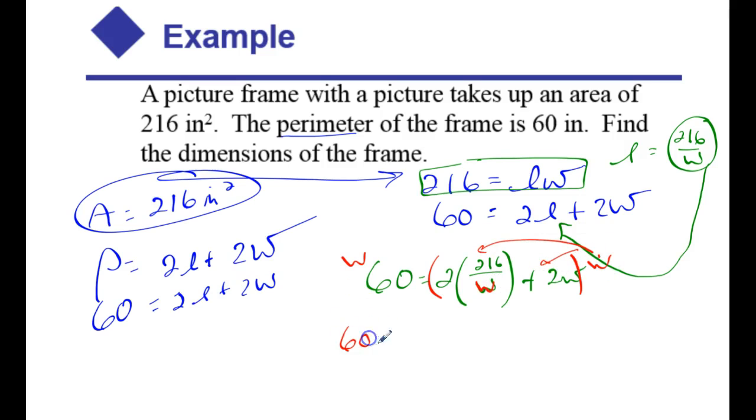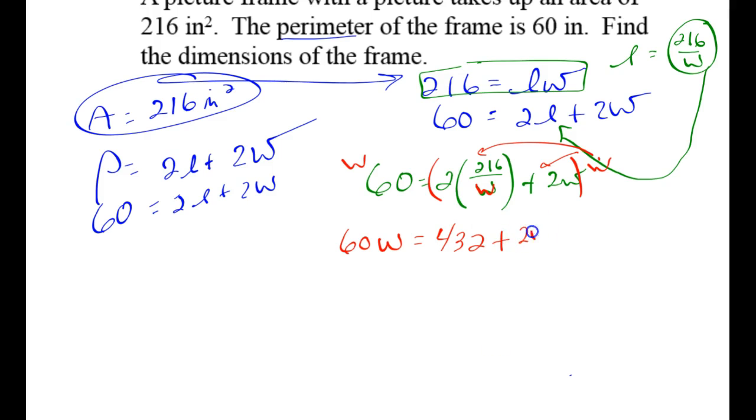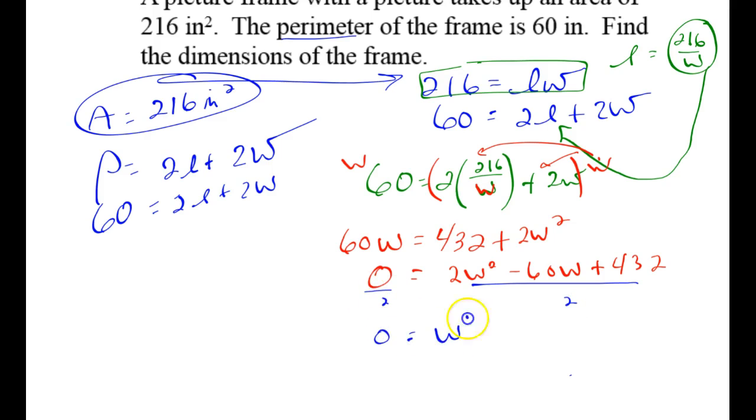So 60W is equal to 432. The W canceled. 2W squared. So setting this equal to 0, 2W squared minus 60W plus 432. I'm going to choose to divide everything through by 2. Make the numbers just a little bit smaller. So I'll take half of everything. Half of 432 is 216.